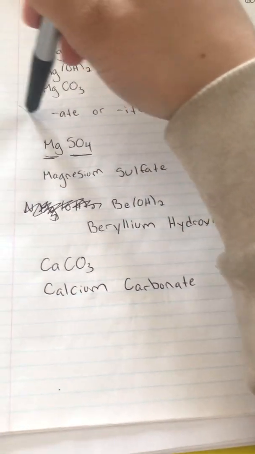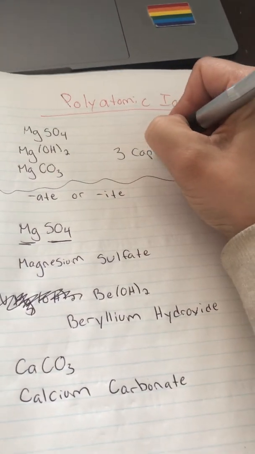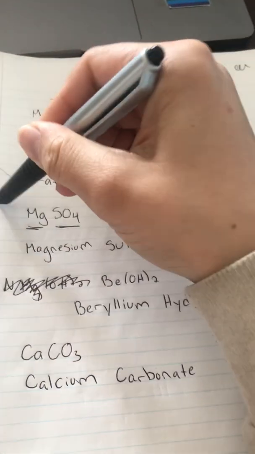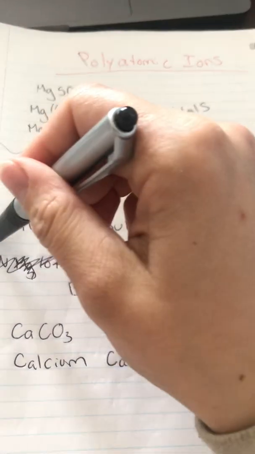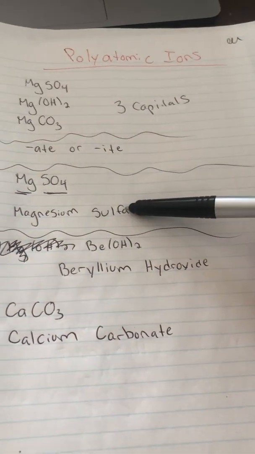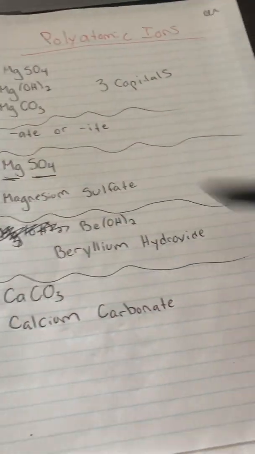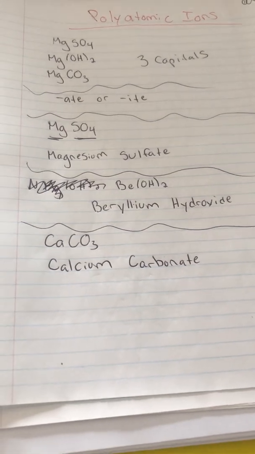Again, polyatomic ions are going to have three capitals. They're usually going to end in ITE or ATE. We name them by just naming the metal first and then naming the polyatomic ion second. Metal first, polyatomic ion second, and again, metal first, polyatomic ion second.